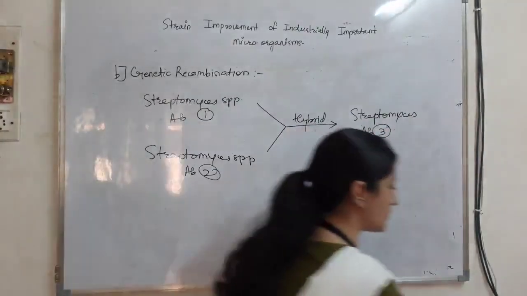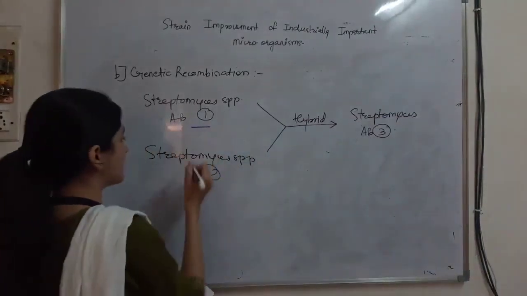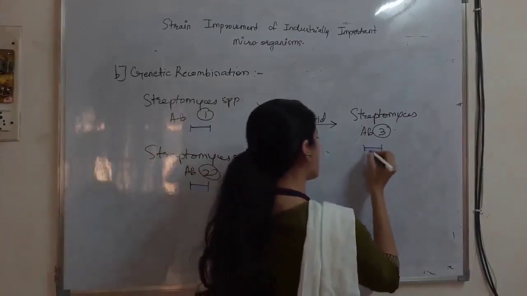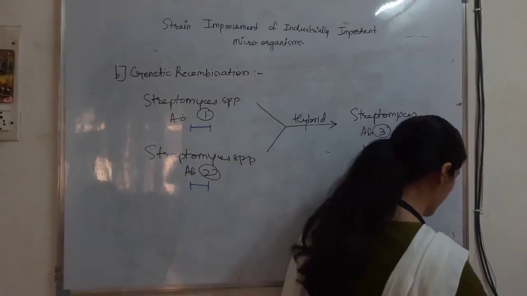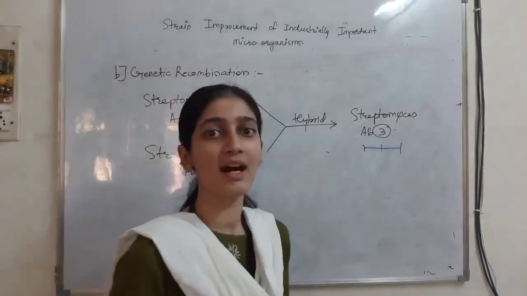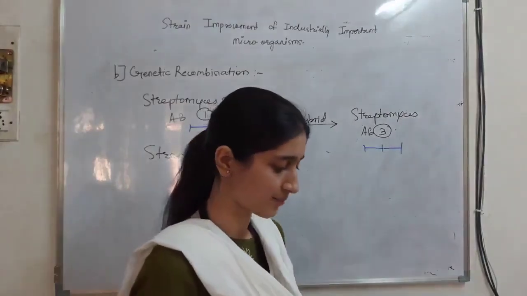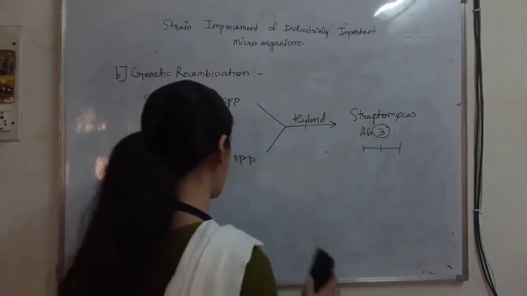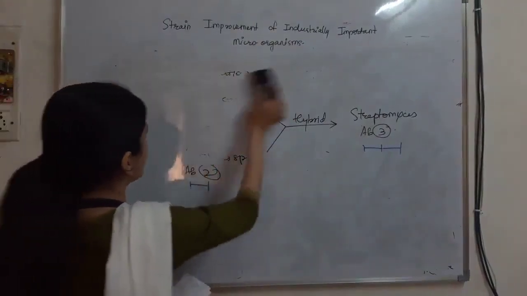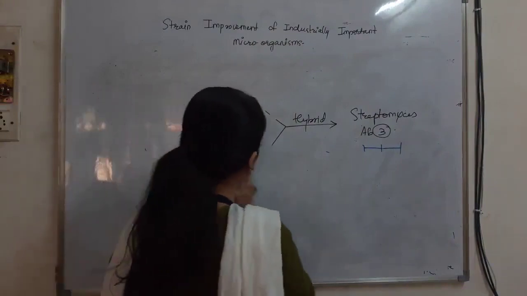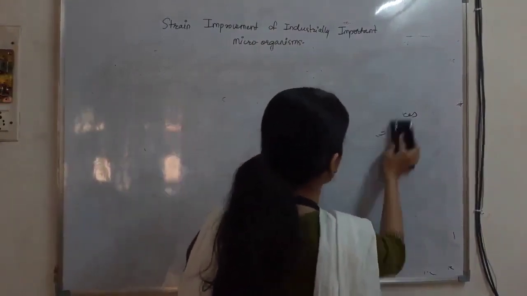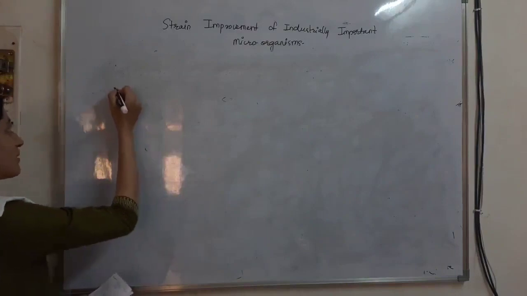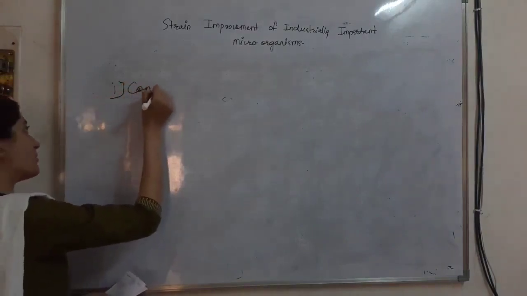That is the combination of one gene and a second gene, which will lead to the formation of a third gene, which might give other new characteristics. For genetic recombination, we can use processes like transformation, transduction, and conjugation. Firstly, we are going to see genetic recombination by conjugation.